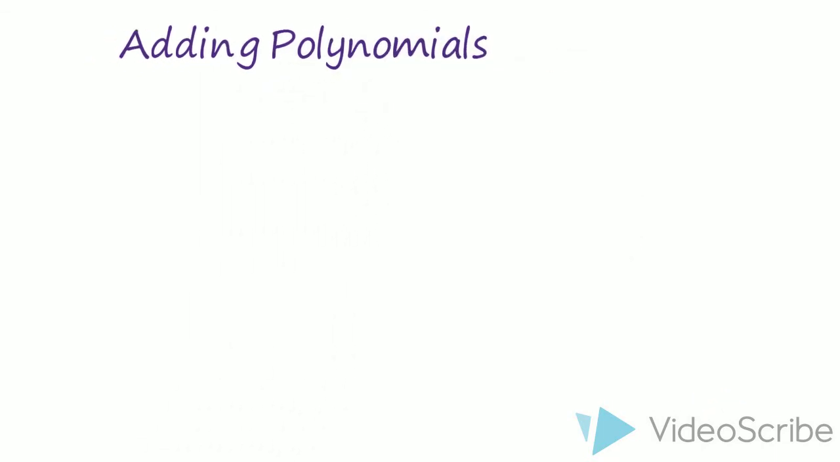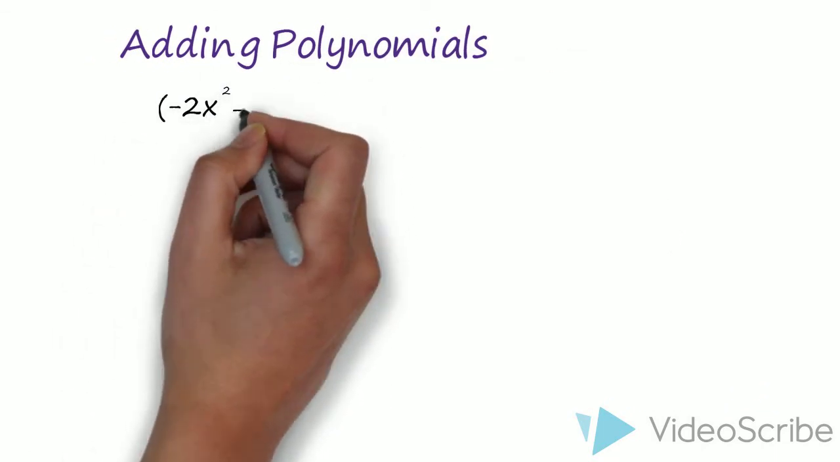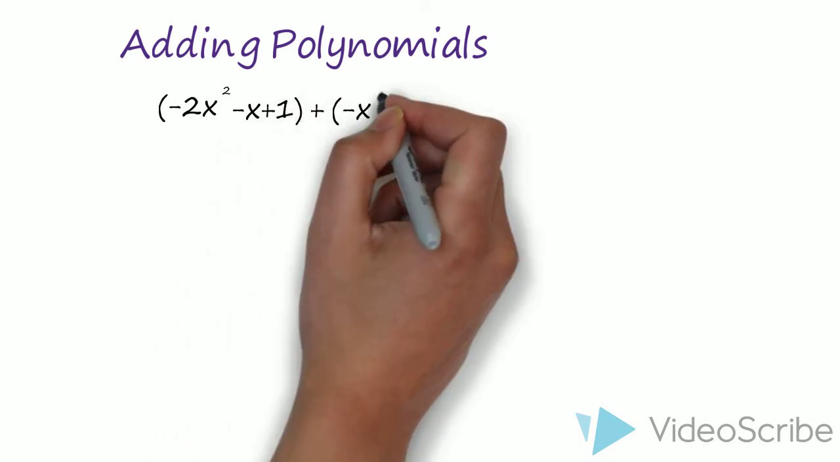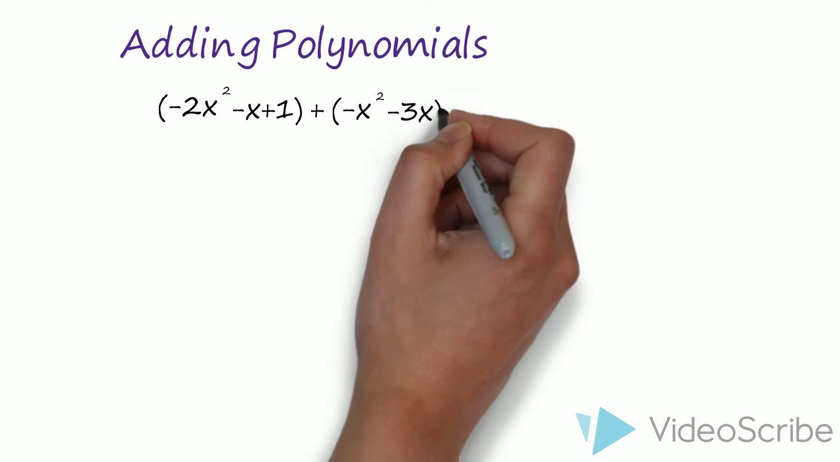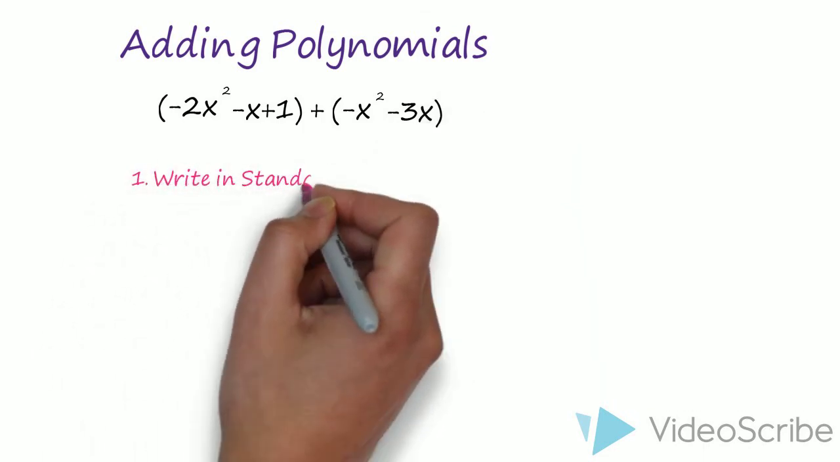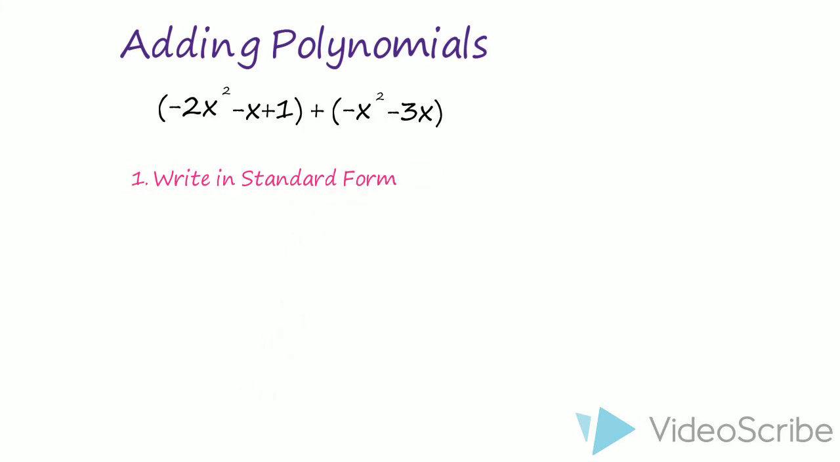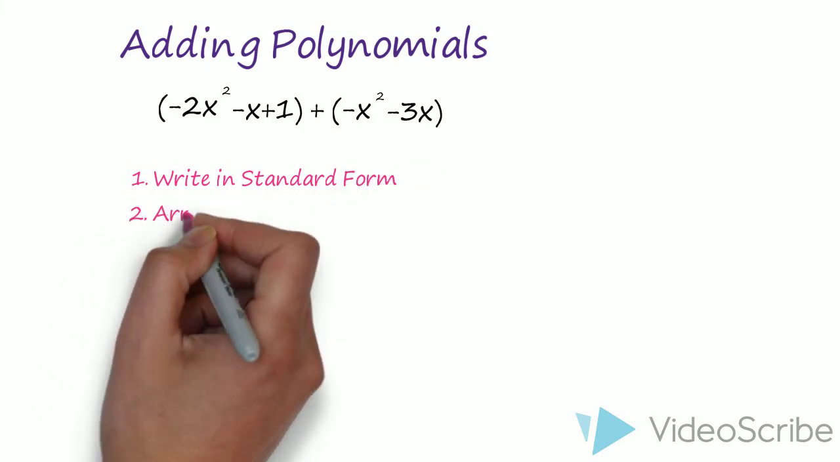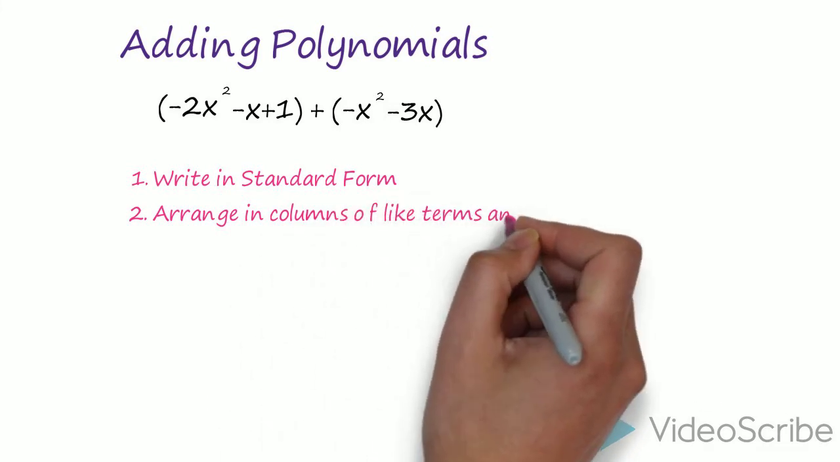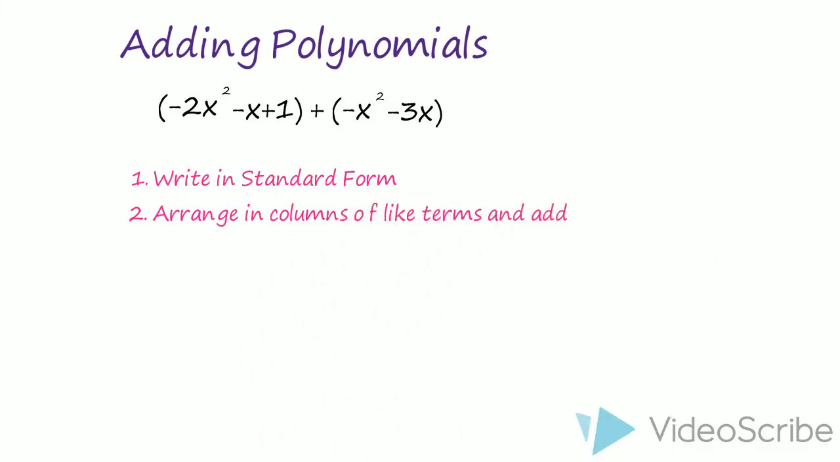So adding polynomials. The quantity of negative 2x squared plus x plus 1 plus the quantity of negative x squared minus 3x. Step 1, you have to write it in standard form. In this case, it's already in standard form, so you don't have to worry about it. Step 2, you have to arrange it in columns of like terms and then add. It's like adding decimal numbers. The like terms have to line up, and you write it vertically.